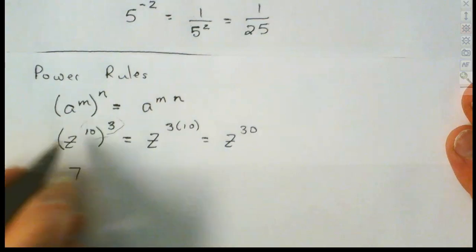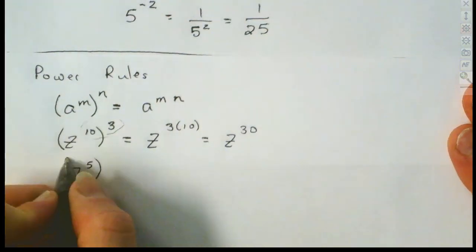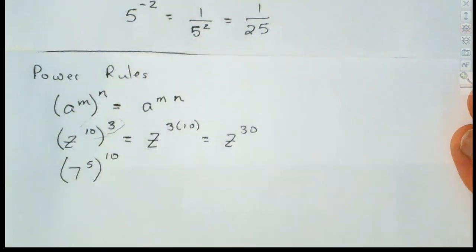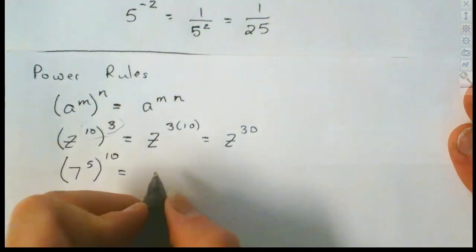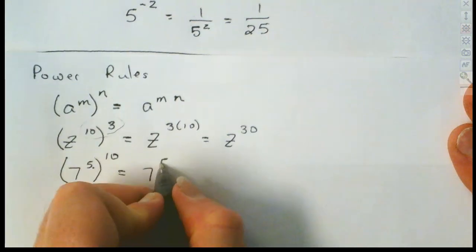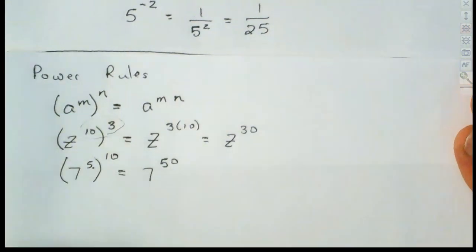How about 7 to the 5th to the 10th power? Well, all we have to do is write our base, which is 7, and that's going to be 5 times 10, which is 50. Now, we do not need to use our calculator and break this down.